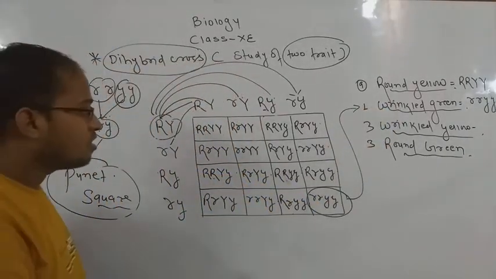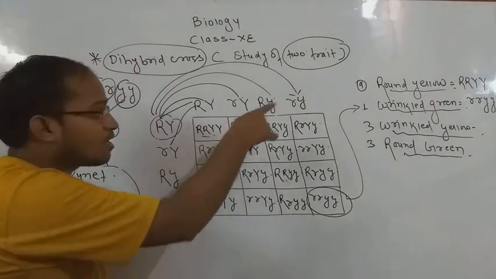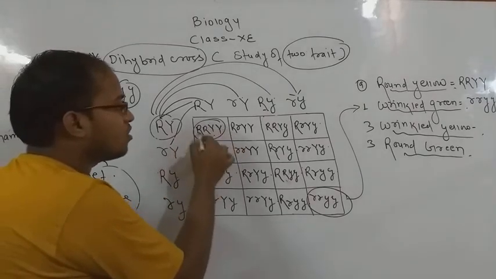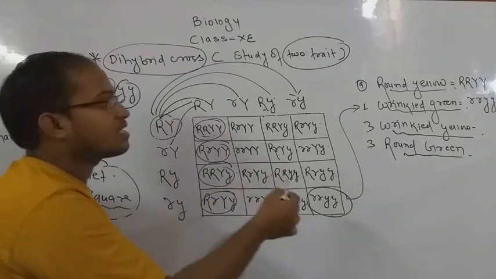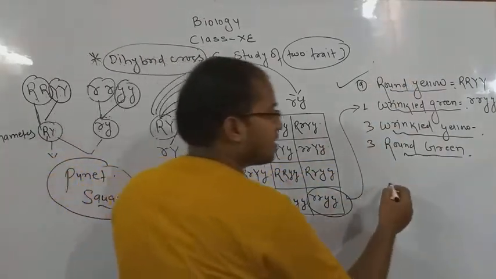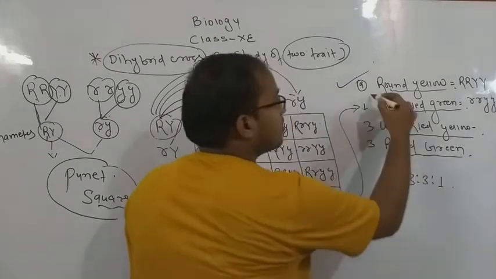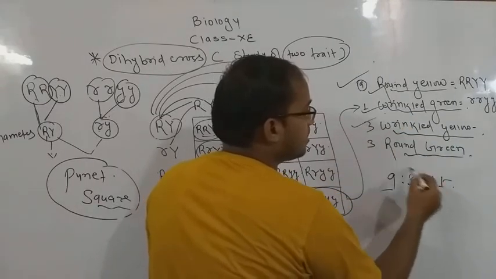Round yellow is where the dominant characters are, where capital R is called dominant, or round yellow. Wherever you see capitals, that is called round. These are these ones, okay. This is one also. Doing it this way, you will get a total of 9 characters. So here the ratio will become 9 to 3 to 3 to 1. This means 9 round yellow, 1 wrinkled green, 3 wrinkled yellow and 3 round green.